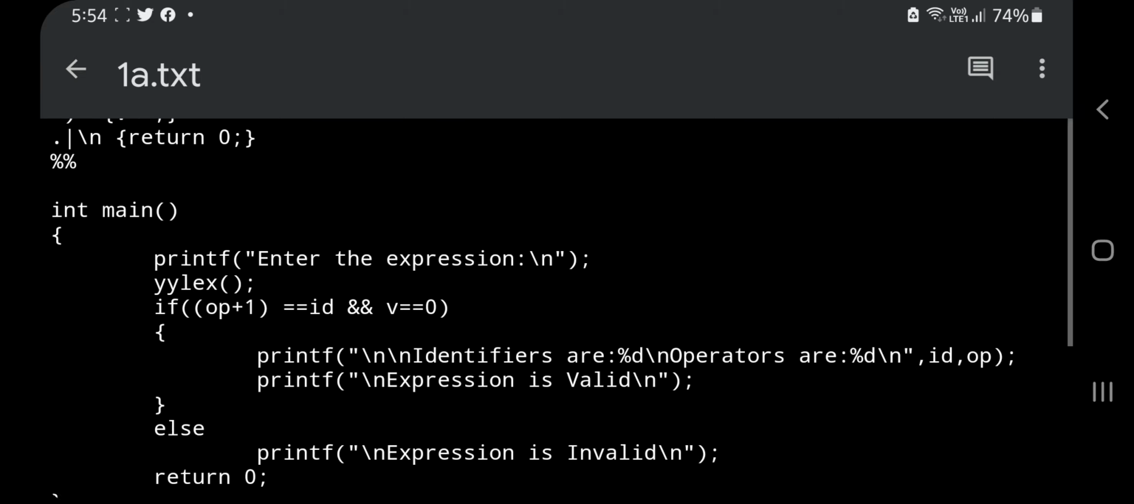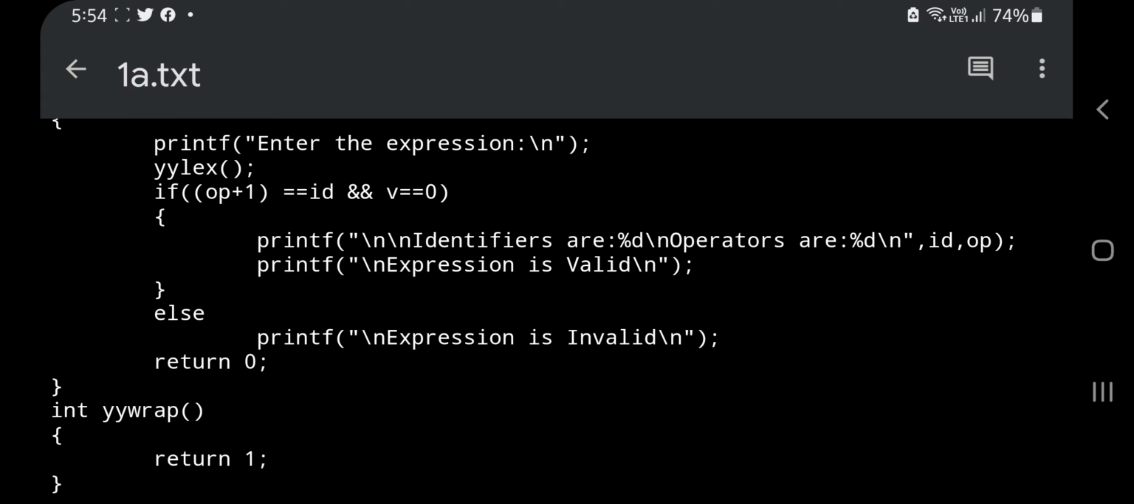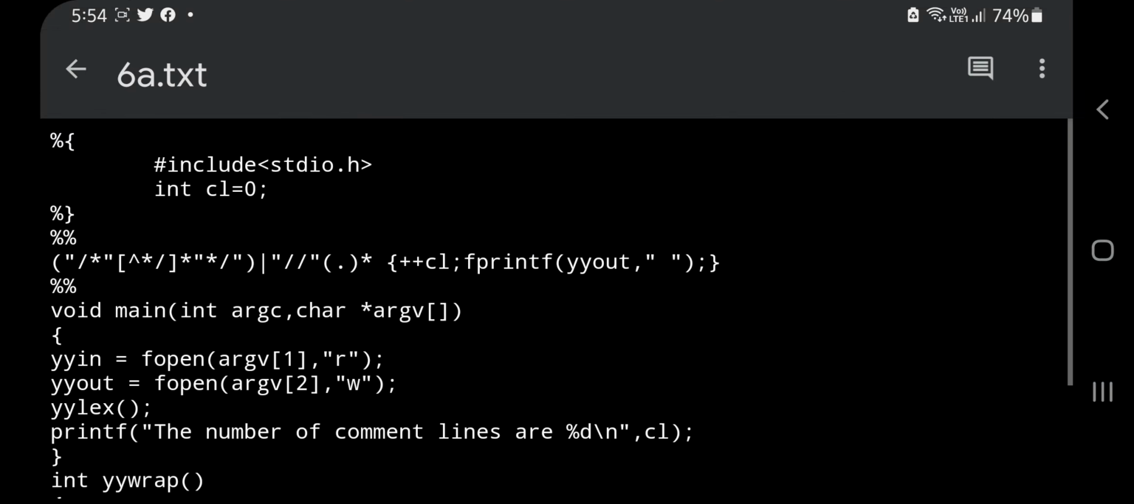Then coming to the int main, let's discuss int main later. Before that, observe carefully, here we have int yywrap here. The same thing goes for the sixth also, we have the yywrap function written here. So that's what you have to write in the third part of Lex programs of part 1.